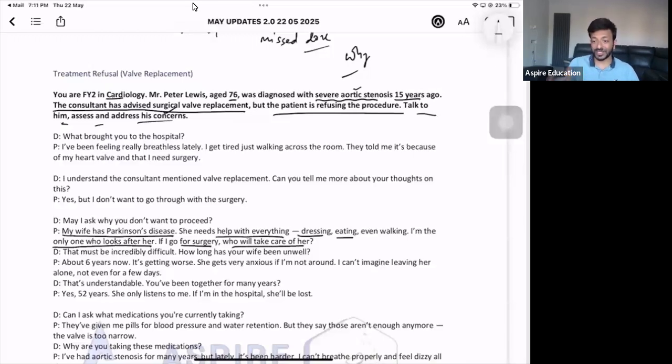What do you think? Is it a genuine concern? It is a genuine concern, and I would like you to acknowledge it. I can see that you have a genuine concern. I'm really sorry that your wife has Parkinson's, and I can see that you are the only carer looking after her. Whatever the patient says, try to reflect it back in the exam. That's the main thing: acknowledgement of the patient's emotions. Whatever the patient has said, if you reflect it back, you will see that it's going to be really helpful.